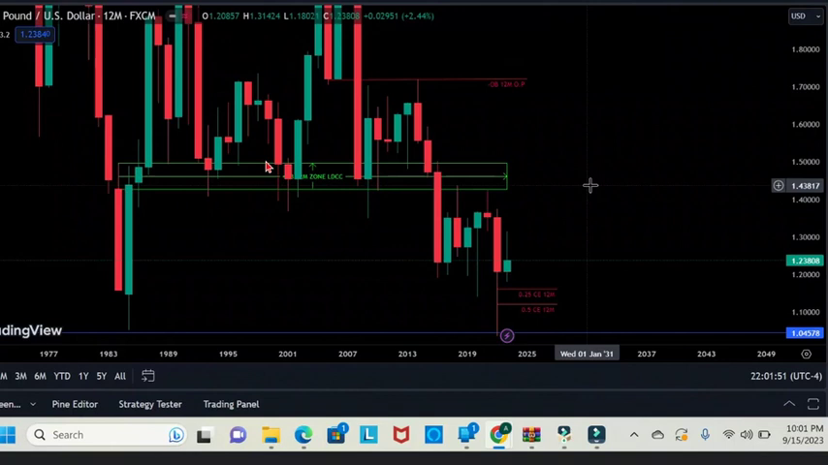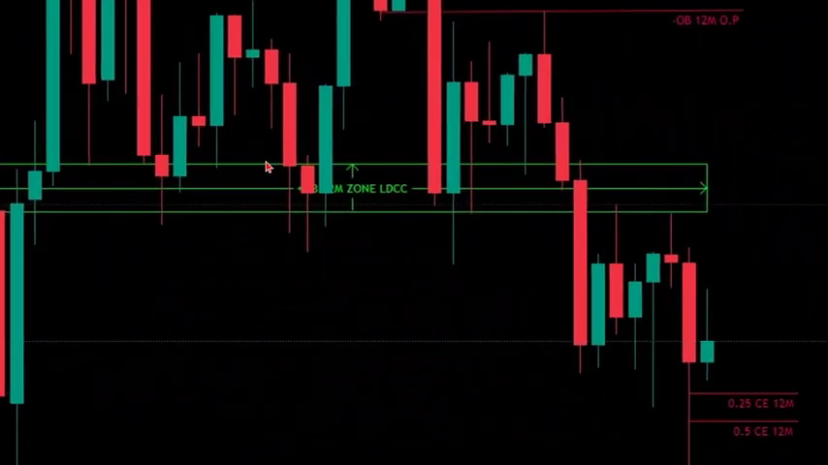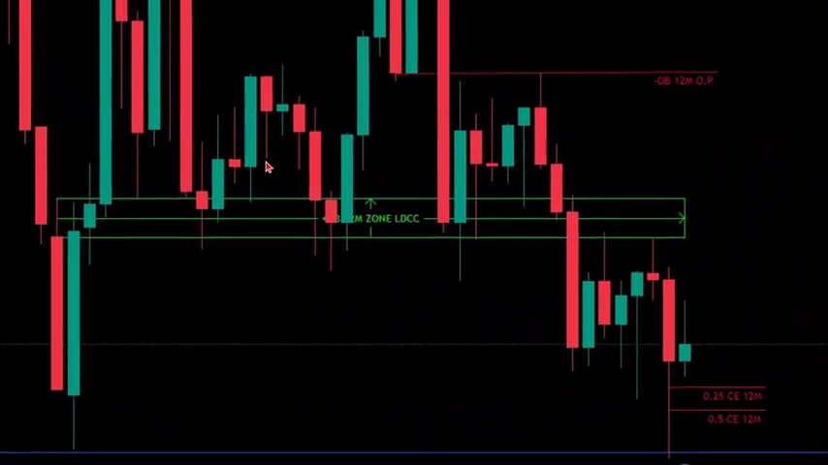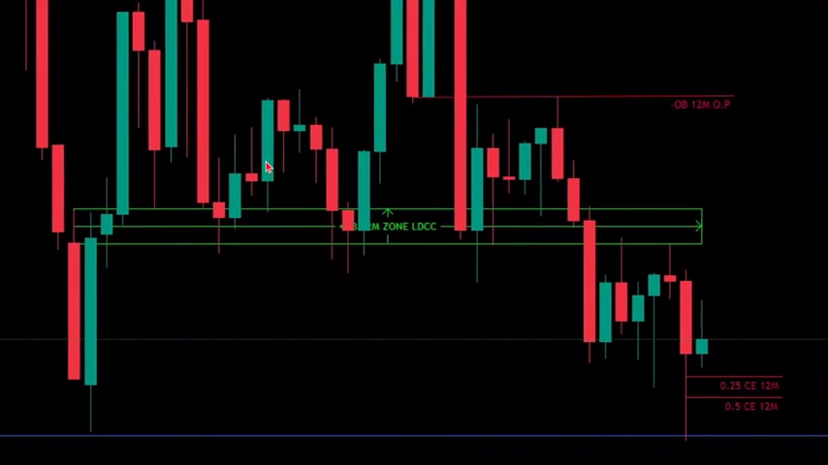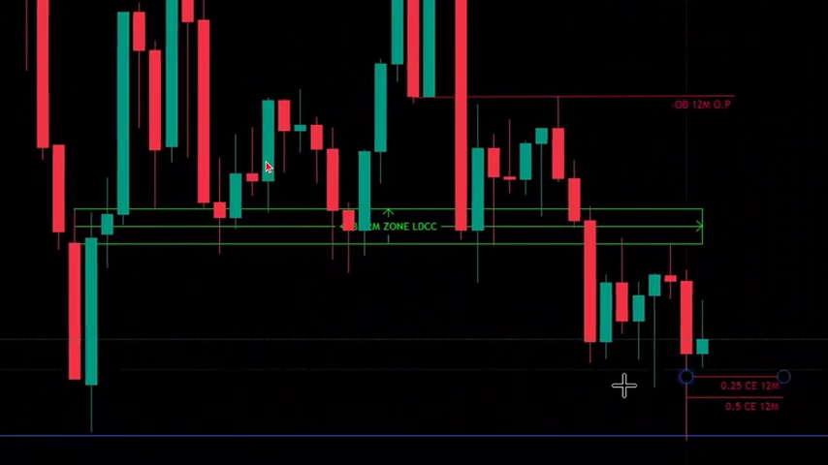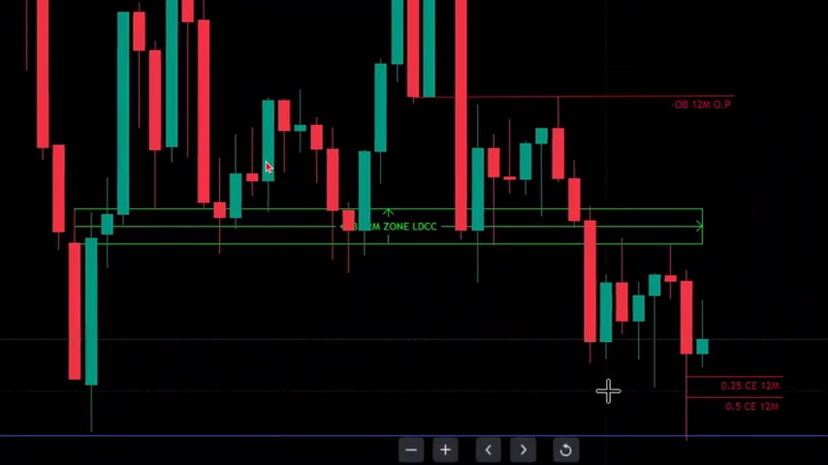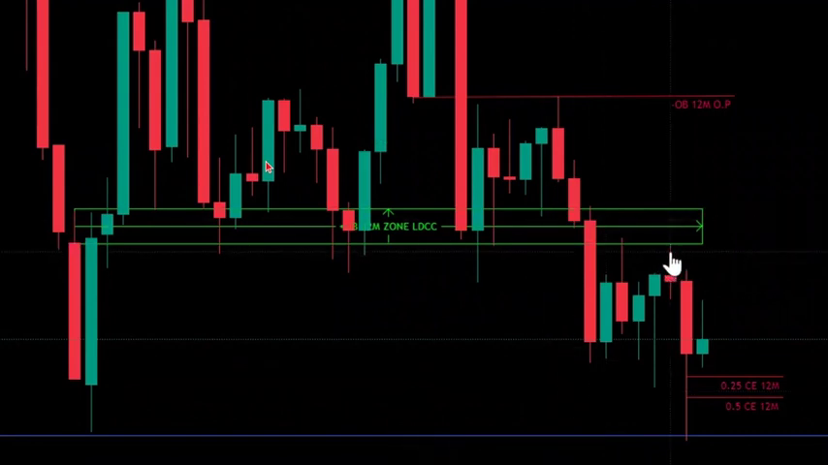I'm about to show you something. Where's the break and retest of this zone of the last down close candle, which is a bullish order block? Where is the break, and then where's the retest for it to go lower? What did it break at? Where's the retest before it went lower? Exactly. That's what I'm trying to tell you.